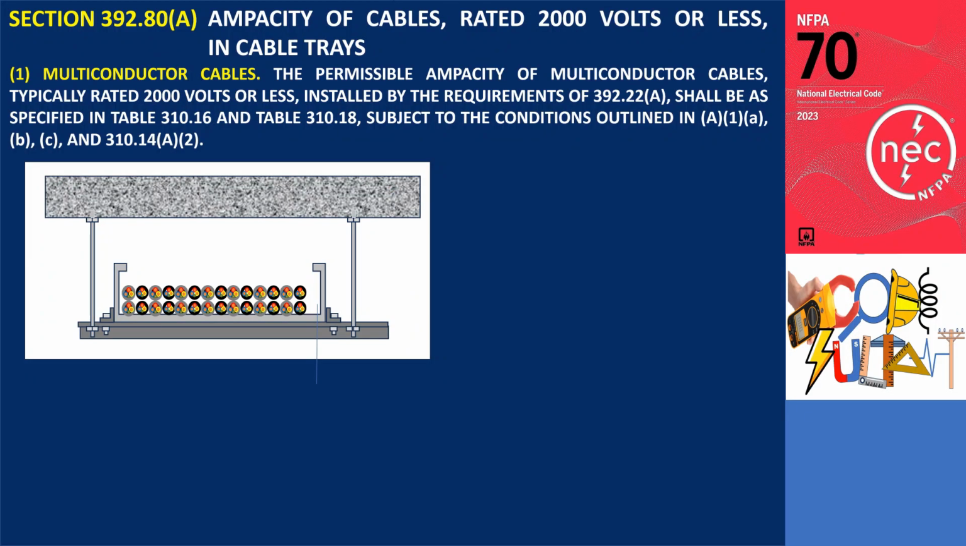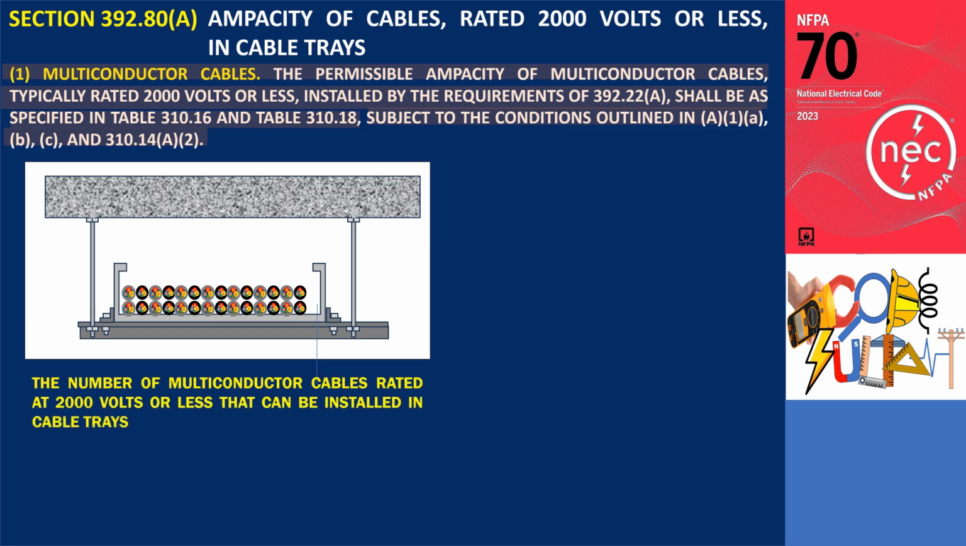Section 392.80(A)(1), multiconductor cables. The permissible ampacity of multiconductor cables, typically rated 2000 volts or less, installed by the requirements of 392.22(A), shall be as specified in Table 310.16 and Table 310.18, subject to the conditions outlined in 392.80(A)(1)(a), 392.80(A)(1)(b), 392.80(A)(1)(c), and 310.14(A)(2).